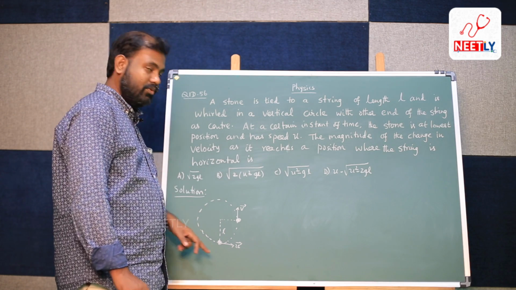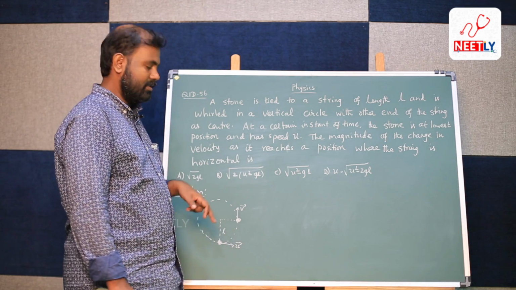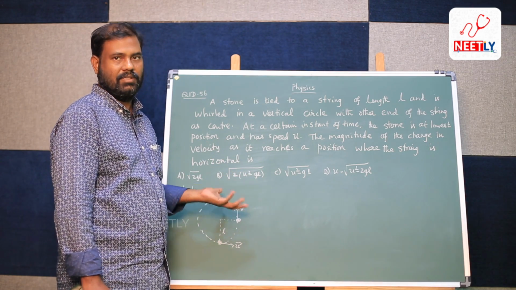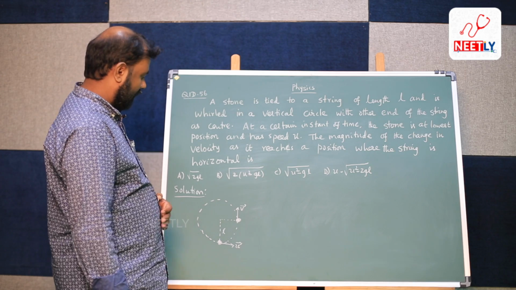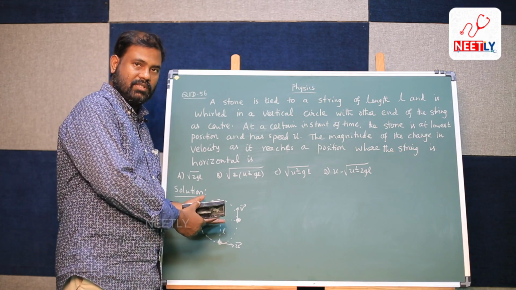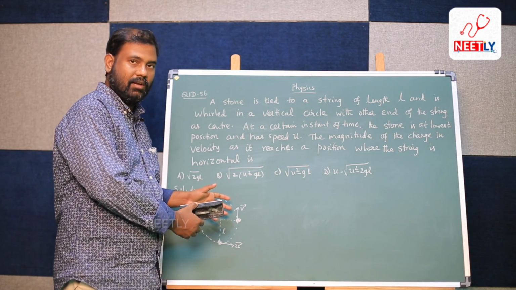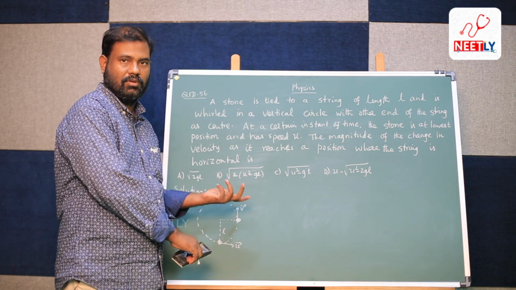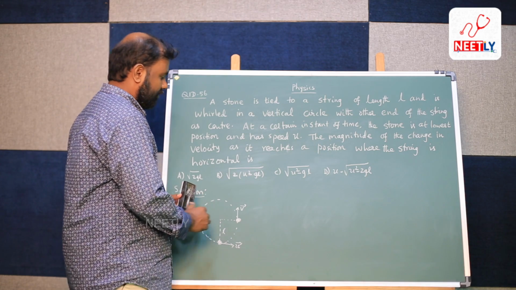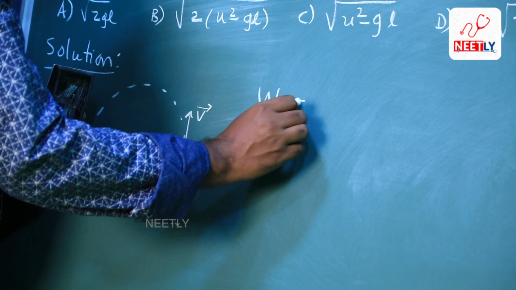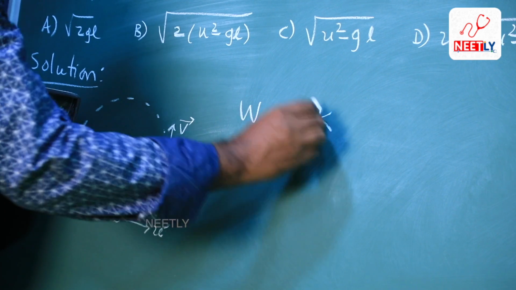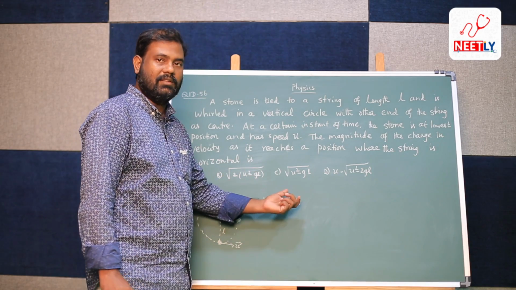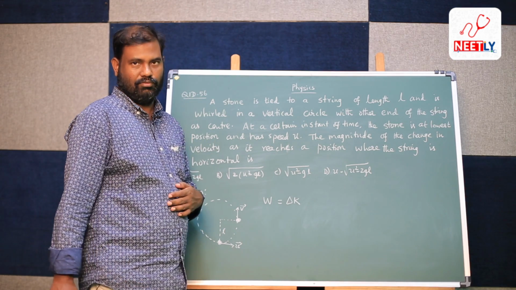Basically, it is not a horizontal circular motion, it is a vertical circular motion. So, definitely gravity plays an important role. Of course, we can use Newton's second law, but instead, if we use the work energy theorem, that is easier and quicker. What is the work and kinetic energy theorem? The change in kinetic energy is equal to the work done by the force.